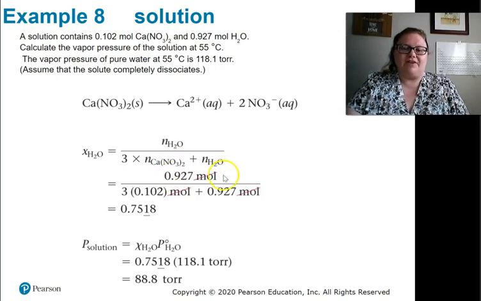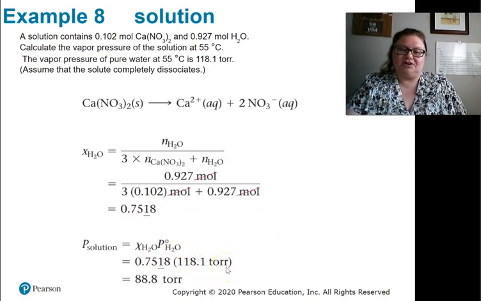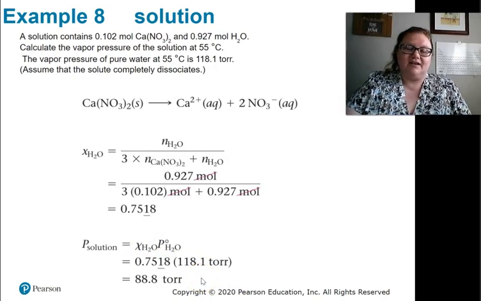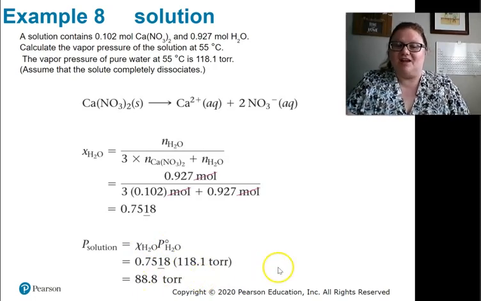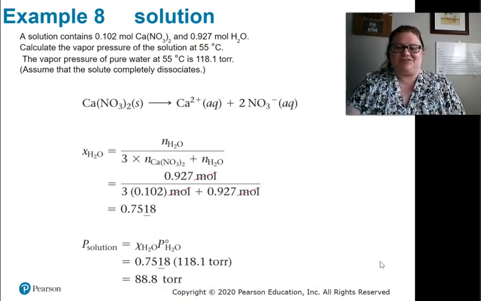And so we figure this out, we plug in the numbers, we simplify, and then this number here gets plugged in with the normal vapor pressure for that solution. And so we have a multiplication here because the symbols in the equation are multiplied. And so when we do that, we get 88.8 torr. That would be our vapor pressure of the solution.